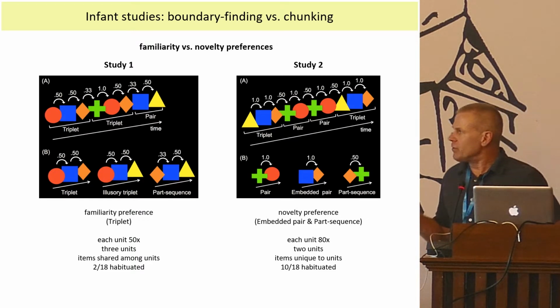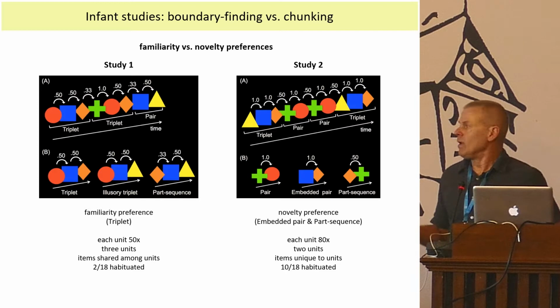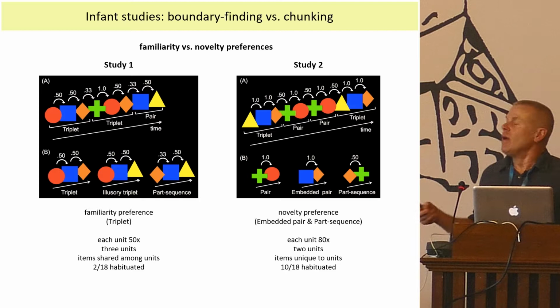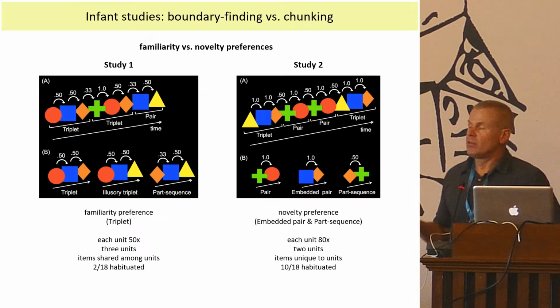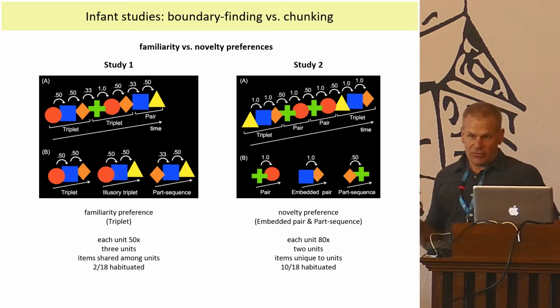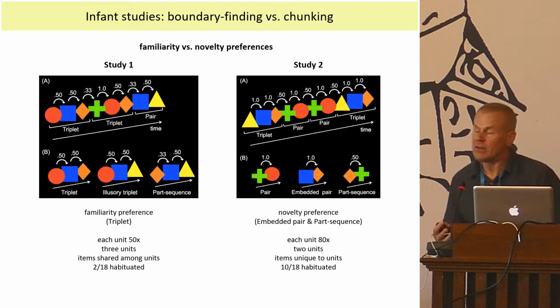Another difference between the 2 paradigms is that each unit here in study 1 was presented 50 times, and here in study 2, it was presented 80 times. Also, of course, there were no items shared across units in study 2. So all of these things go together to make study 2 less complicated, perhaps easier to learn than study 1. And notably, a lot more babies in study 2 habituated than in study 1, suggesting that the babies got bored, the babies learned, and so that's what we expect to lead to a novelty preference. So that was our interpretation.